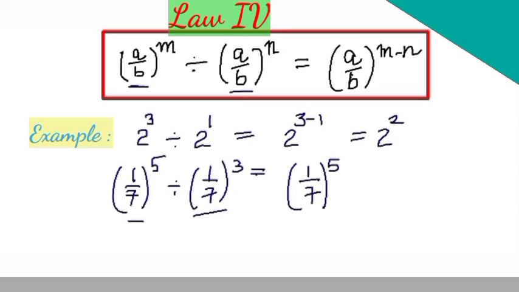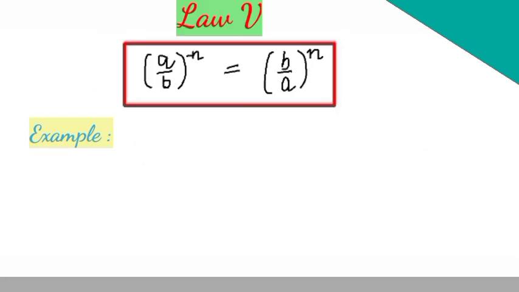In multiplication, powers are added; in division, powers are subtracted, right? So 5 minus 3 is 2. So this is 1 upon 7 raised to the power 2.